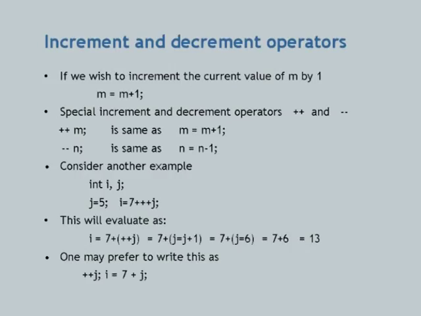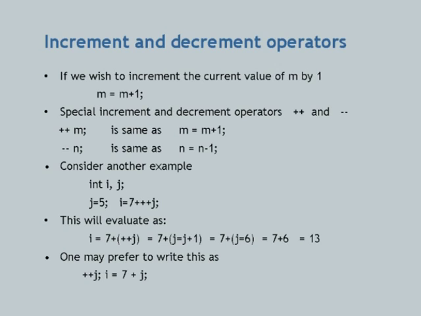There are special increment and decrement operators which are provided by C, C++. These are shortcut kind of statements for assignments or reassignment. For example, if I want to increment the value of some variable m by 1, I would ordinarily write a statement like this, m is equal to m plus 1. This means that whatever is the current value of m, add 1 to it, get the resultant value and put it back in m, effectively changing the original value of m by 1.